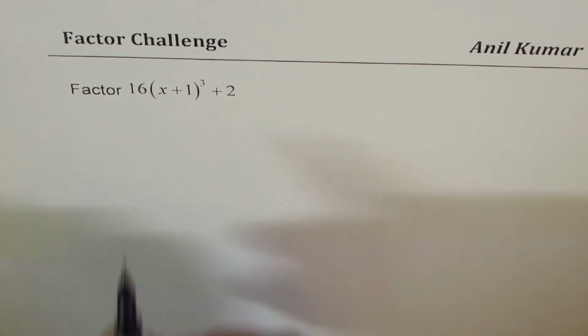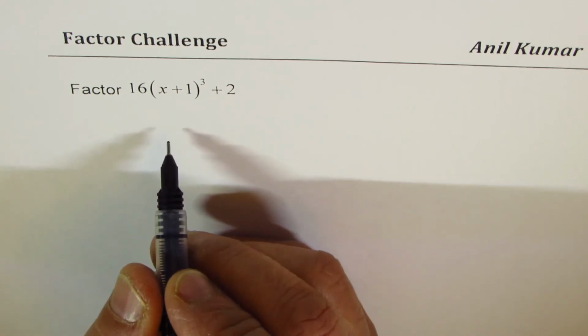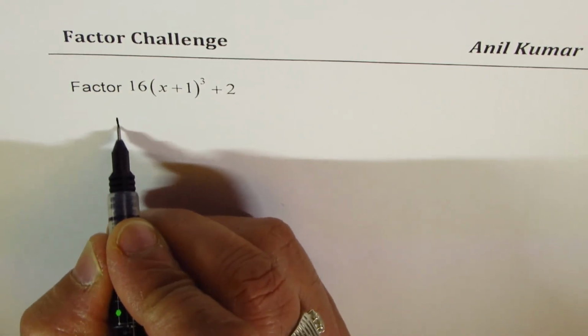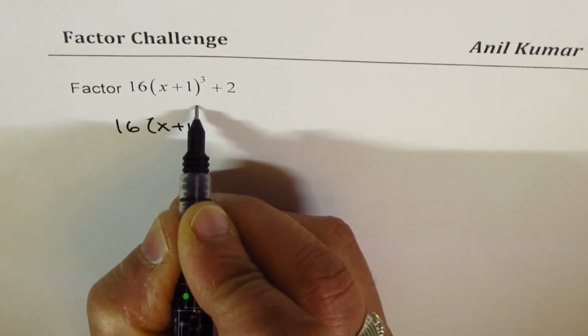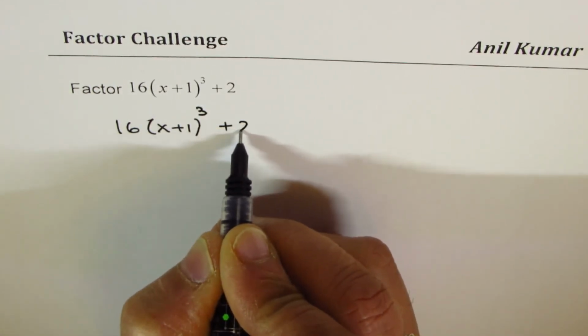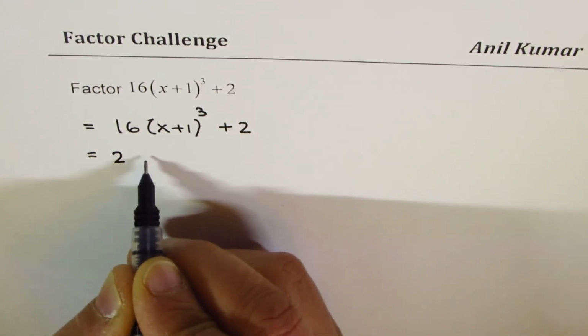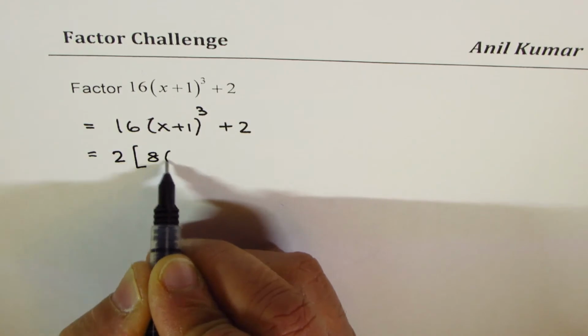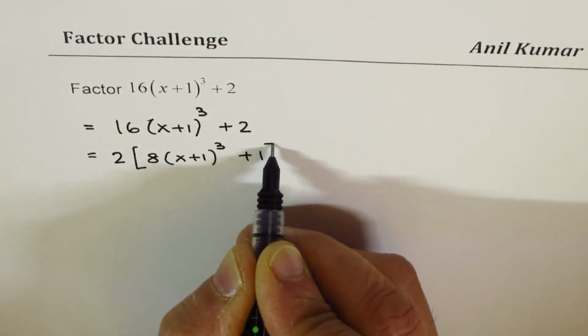We have to factor 16 times (x plus 1) whole cube plus 2. Now let me rewrite this. We have 16 times (x plus 1) whole cube plus 2. How do we factor this one? Well, we can take 2 common, right? In that case, we get 2 times [8 times (x plus 1) whole cube plus 1].